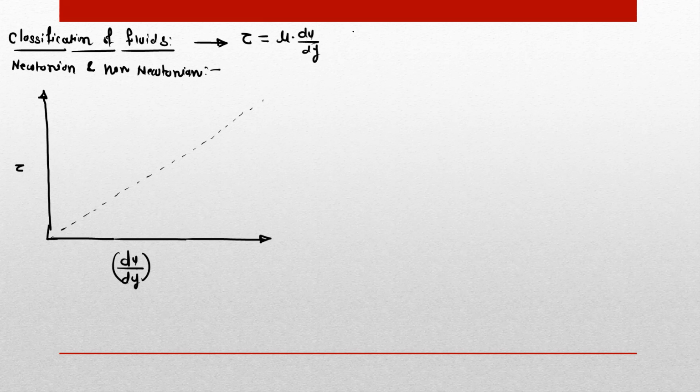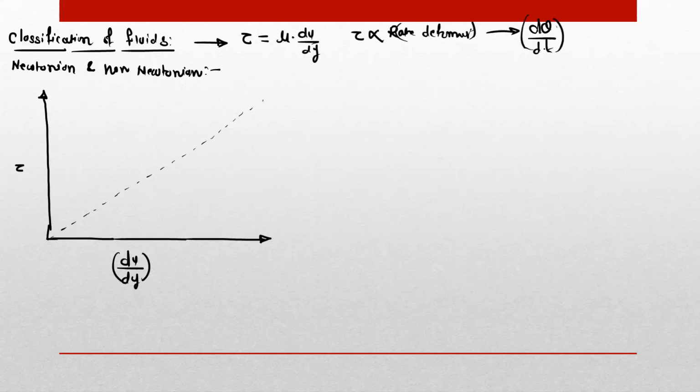That means the shear stress is directly proportional to the rate of deformation, or the rate of shear strain. The rate of deformation is mathematically given by d theta upon dt. For a fluid, this is called the rate of shear strain, and in case of a solid it is just shear strain, because a solid has a permanent deformation and after a specific angular deflection, the solid will stop its deformation.